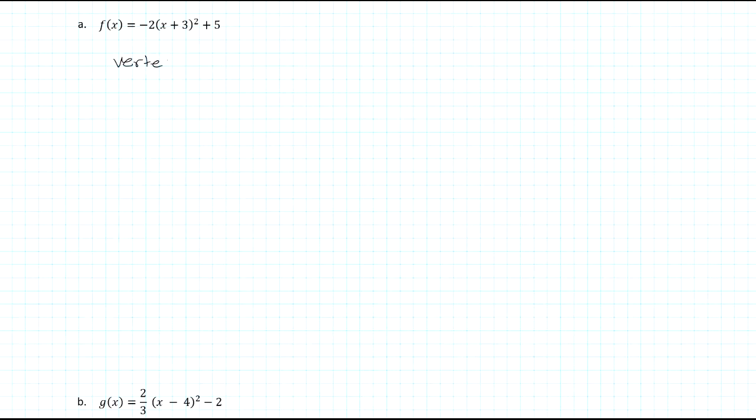Vertex is the point -3, 5. The y stretch is -2, so this is opening down. Note that. And let's get that y-intercept.